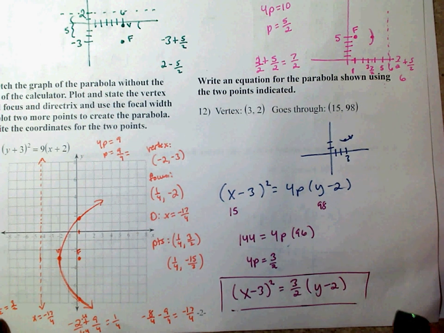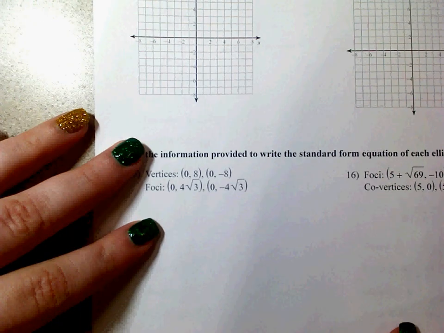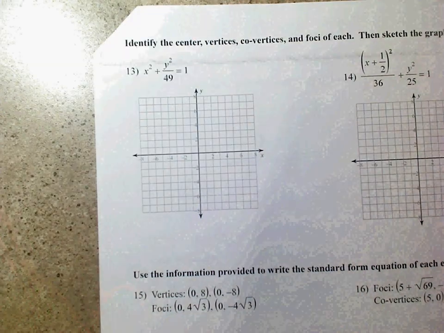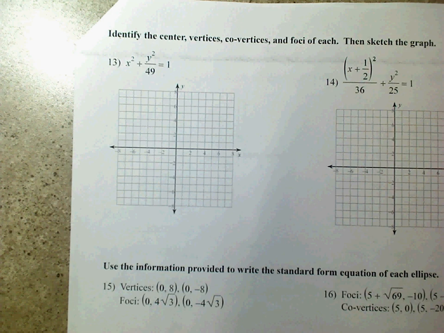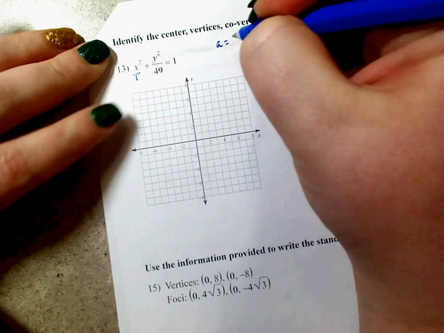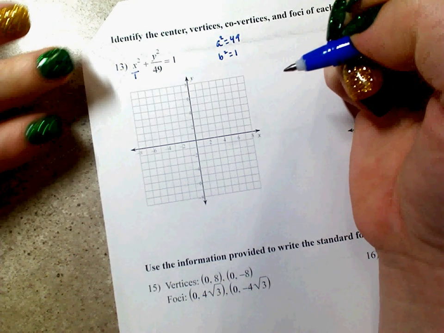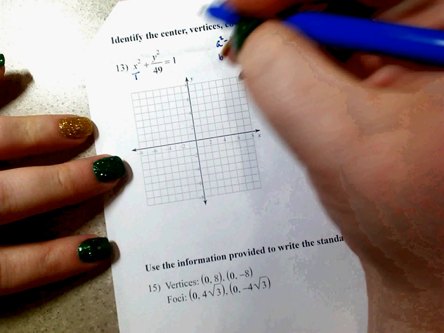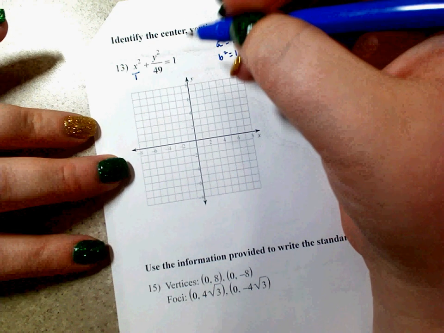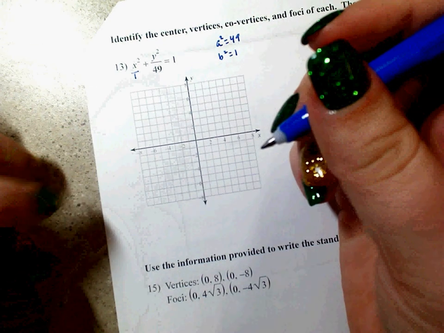All right, let's go to ellipses. A little bit more fun. Okay. So for this one, I know that this is over 1, which tells me that a squared is 49, b squared is 1. A squared always has to be the larger denominator, which means that my y-axis is my major axis. It also doesn't have x plus or y plus or minus, which means my center is at 0, 0.